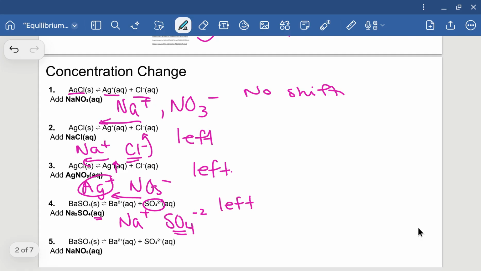And then this last one, sodium nitrate being added in, Na positive and NO3 negative. Again, we're taking a look. We don't see sodium positive or NO3 negative in our system, and there's nothing that will form a solid to take it out of the system. So this has no shift because there is no change adding those two ions in.